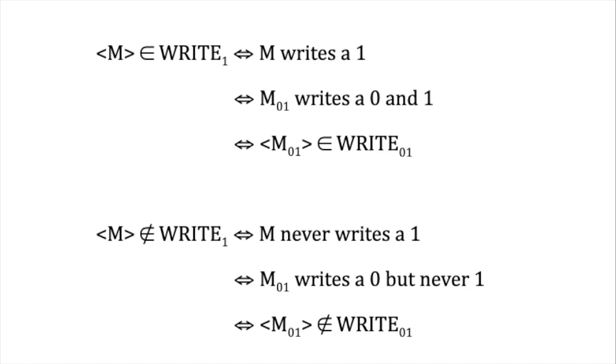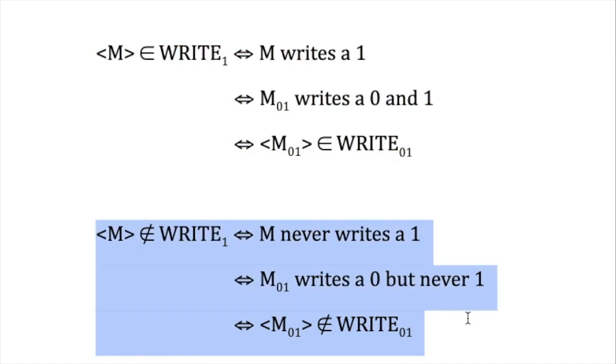So to reiterate, if the original M writes a 1, then the new machine you just constructed is guaranteed to write a 0 and then a 1, which makes it in right 0, 1. And if the original machine never writes a 1, then the new machine also never writes a 1, and it can't be in right 0, 1. Thus, we have satisfied both the in-to-in case and the out-to-out case for a mapping reduction.